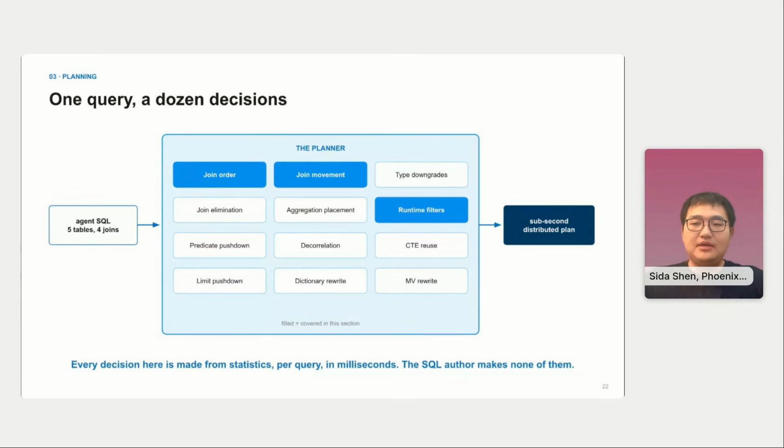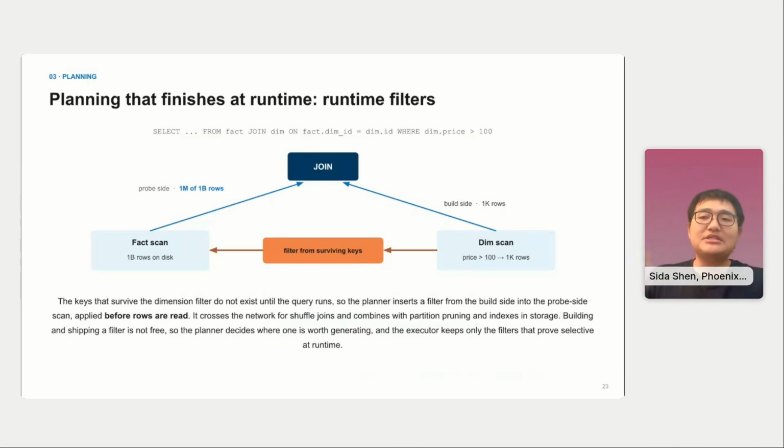Okay, so this is what a query optimizer can do. This is actually from PhoenixAI. A lot of our capabilities, right? From one query, there are many decisions that the planner has to make, and with the cost-based optimizer, everything is based on the real-time statistics of your data. Then you get a physical distributed plan that is as well optimized as it can be. Just an example of what a cost-based optimizer can do.